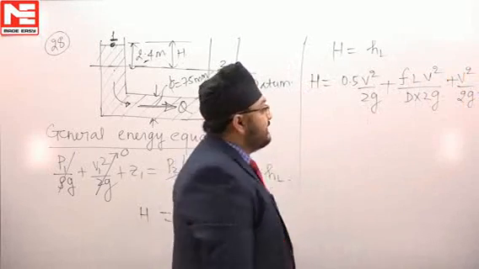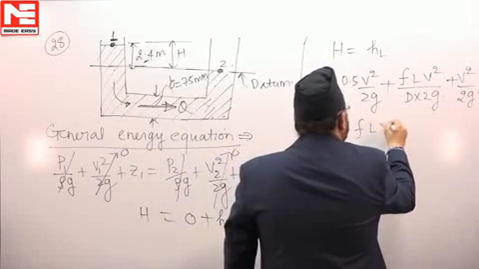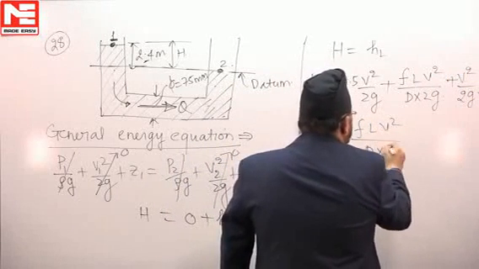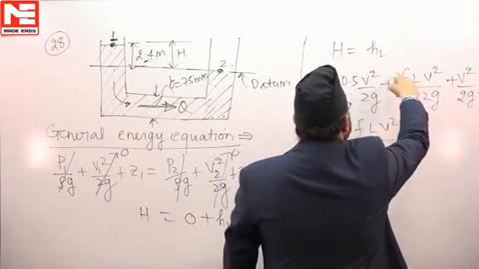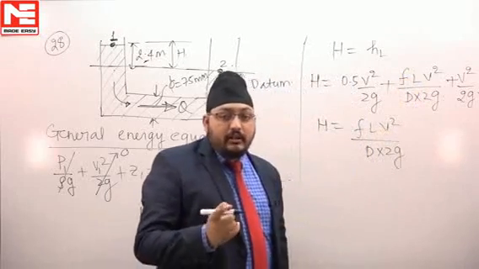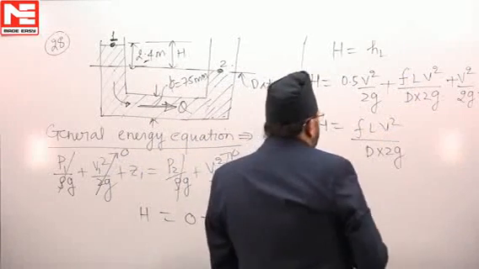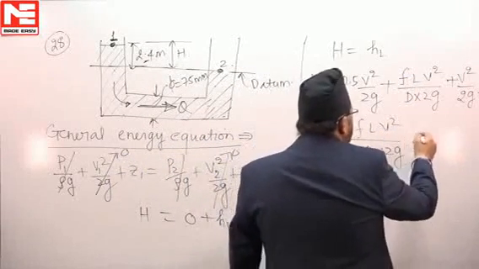Since in the question it is written as H is equal to 4FL V square by D into 2g, there it is 4 here. So if you put 4 here, this F will be the coefficient of friction. If we are not putting 4 here, that means F is the friction factor. So that is the same thing, right? That means we are neglecting minor loss.